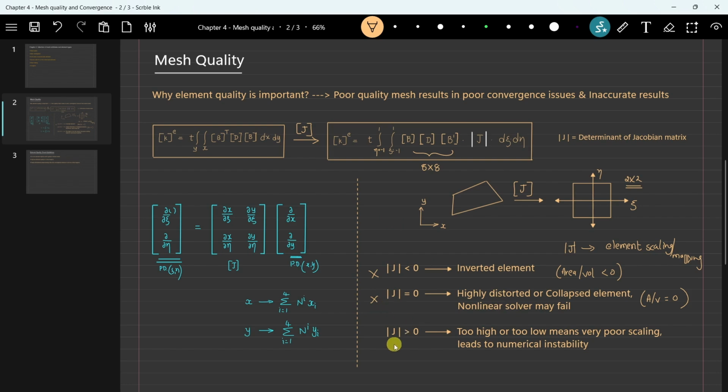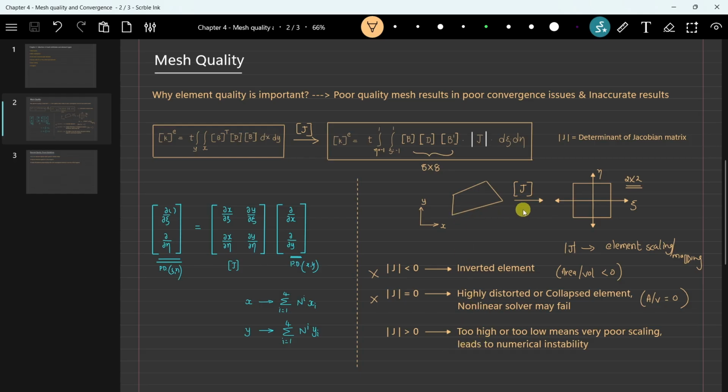Now the determinant of the Jacobian matrix should always be greater than 0. But this is not sufficient. Even in case of greater than 0, if it is too low or too high, that means the scaling, right?